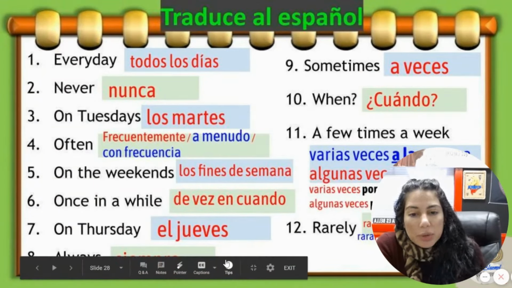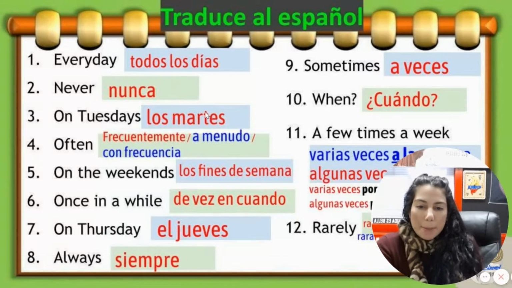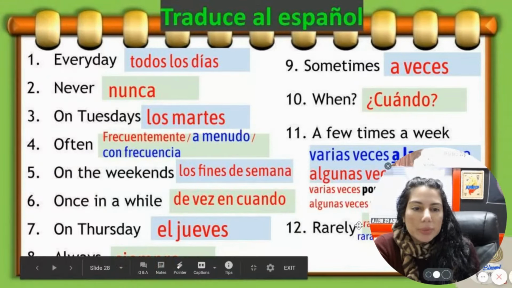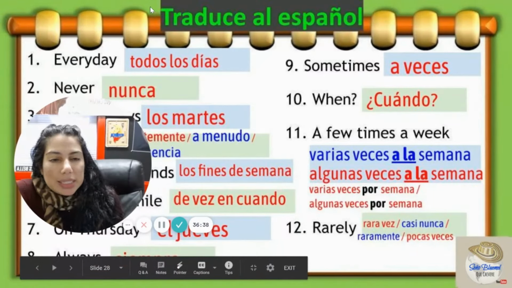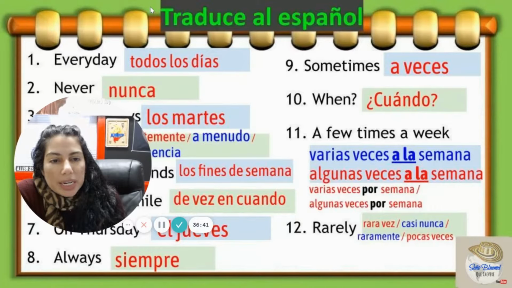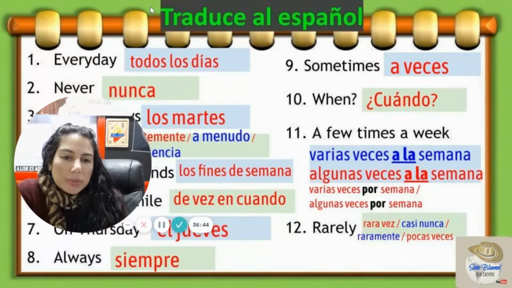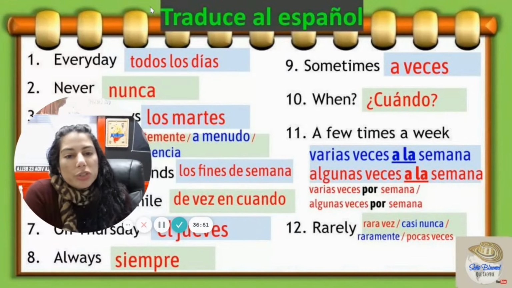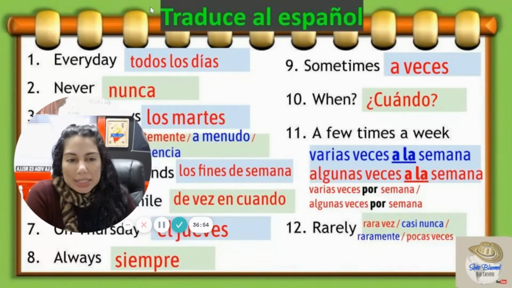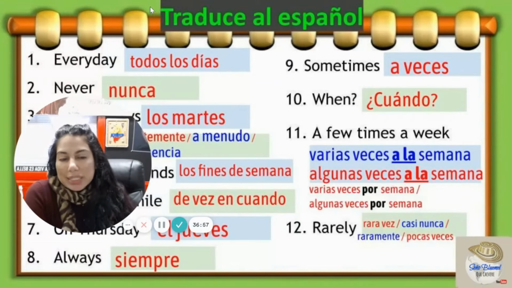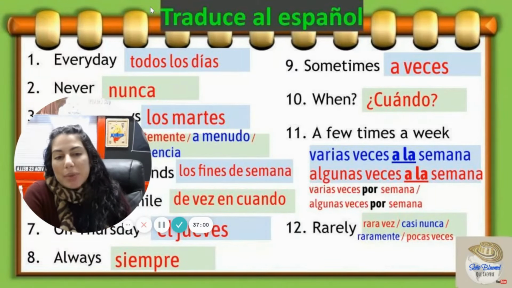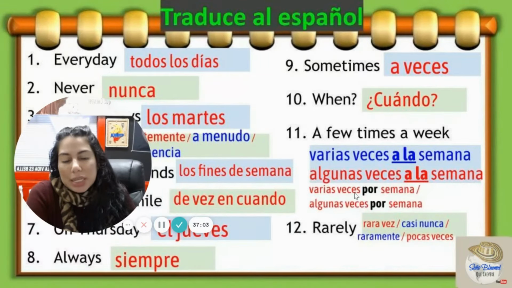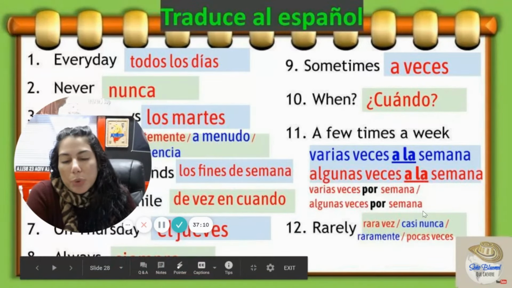On Thursday, again, we would say el jueves. Always is siempre. Sometimes is a veces. When? ¿Cuándo? A few times a week. Varias veces a la semana. Or you can also say algunas veces a la semana. So varias veces is several times, or algunas sometimes, varias veces a la semana o algunas veces. So you can also say varias veces por semana o algunas veces por semana.